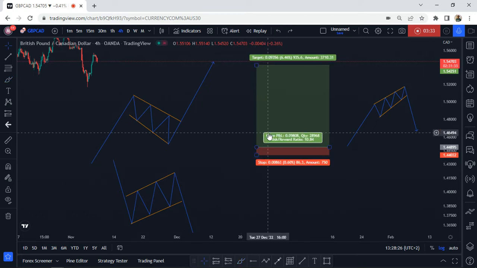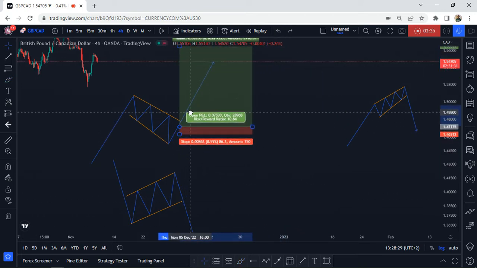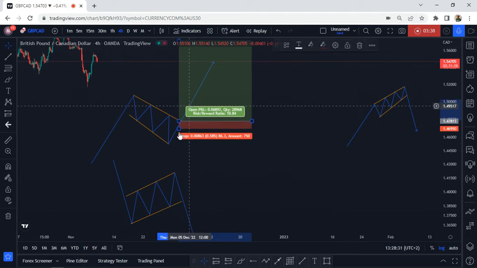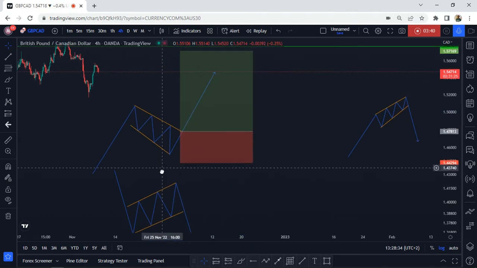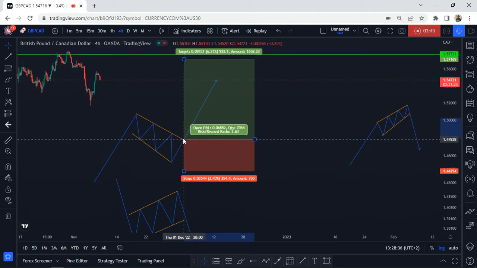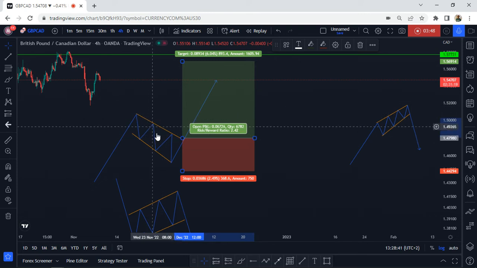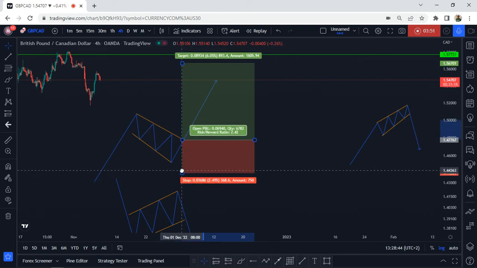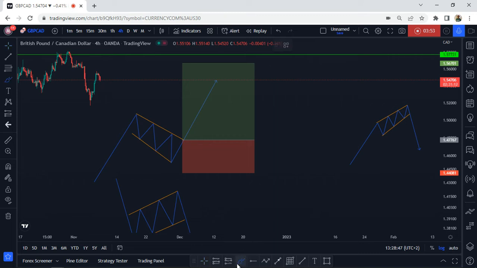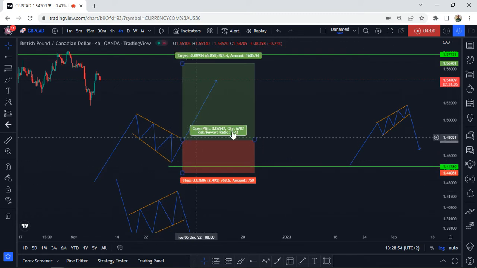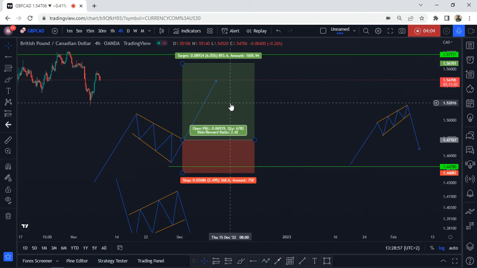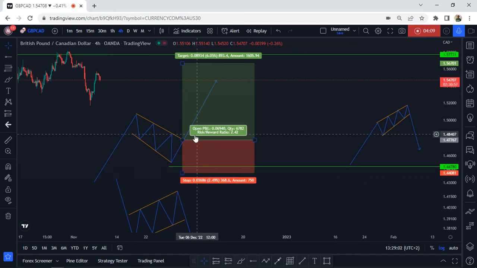So how are these types of entries different? For the reduced risk entry here, we enter when the market breaks here, meaning when the market breaks here, it already commits that I'm going up. I now broke this channel. The market tells us that we should enter there and then place our stop loss somewhere here, below this low. So that was for the reduced risk entry.